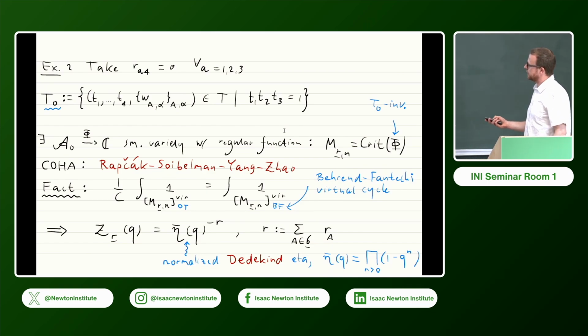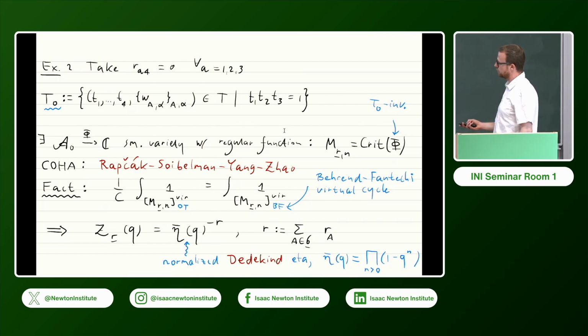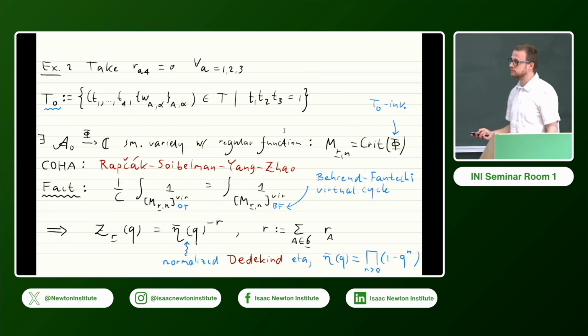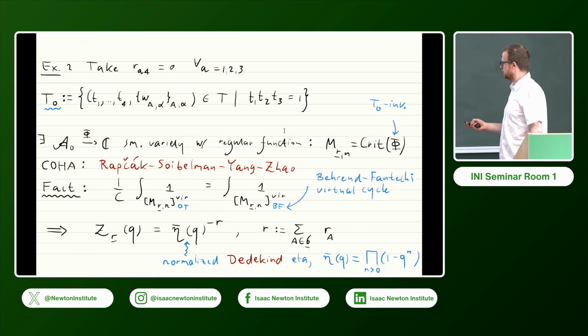In fact, you can put them in a generating series, and it's just eta bar of q to the minus r. Here eta bar is the normalized Dedekind eta function, the product over all positive n of 1 minus q to the n, and r is the total rank that we have here. So this object is counting two-dimensional piles of boxes.